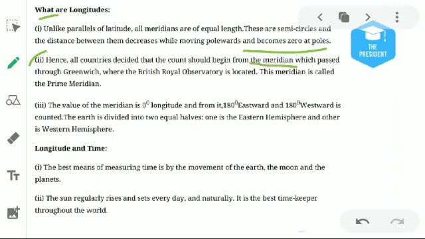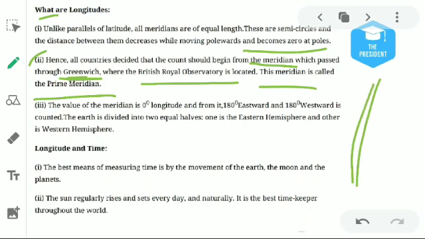The prime meridian, as I have discussed, passes through Greenwich, where the British Royal Observatory is located. Basically, in London there is a place with an observatory known as the British Royal Observatory in the city of Greenwich, and the prime meridian is taken from there because that line passes through it. That is known as the 0 degree longitude, the prime meridian. I have discussed already that 180 degrees eastward and 180 degrees westward divide the hemispheres.